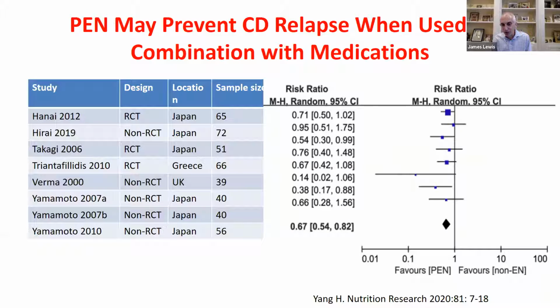Lastly, everything I've talked about up till now has been focusing on exclusive enteral nutrition, but there's growing data that partial enteral nutrition may be an effective therapy as well. This is a recently published systematic review and meta-analysis that looked at partial enteral nutrition to prevent Crohn's disease relapse when used in combination with medical therapy. There were 8 studies included in this systematic review. It's pretty obvious 6 of these came from Japan. But nonetheless, if you look at the forest plot on the right, there was a fairly consistent finding that partial enteral nutrition seemed to be favorable when used in combination with medical therapy.